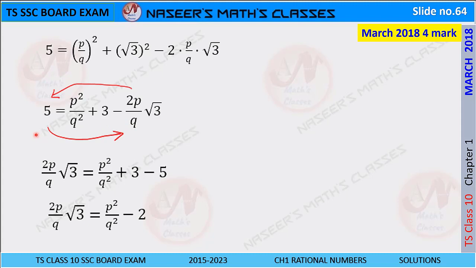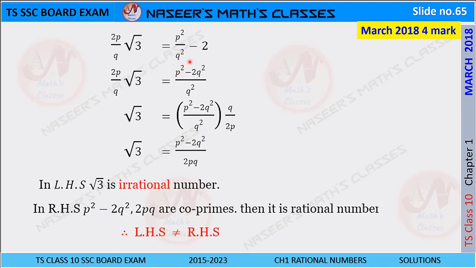Next we transpose 5 from LHS to RHS and minus 2p by q root 3 from RHS to LHS. Then we can write it as 2p by q root 3 is equal to p square by q square plus 3 minus 5. 3 minus 5 becomes minus 2. Here the denominator has q square, then we take LCM as q square, then the denominator becomes q square and the numerator becomes p square minus 2q square.